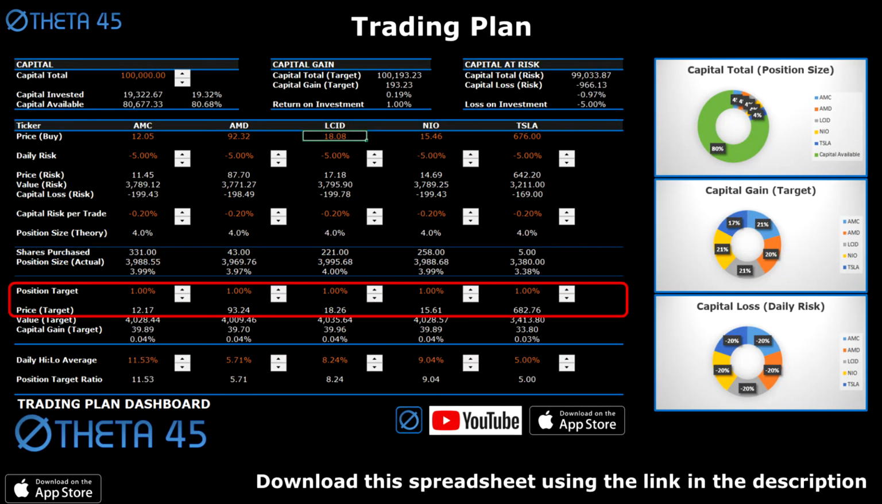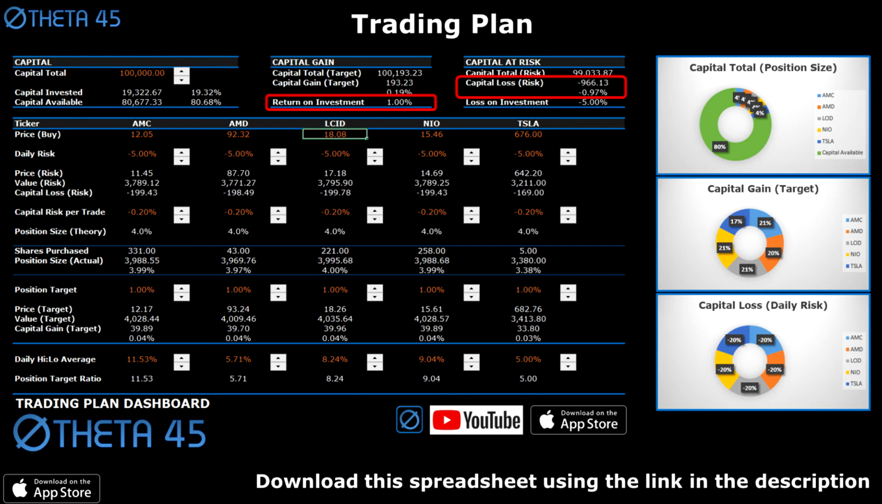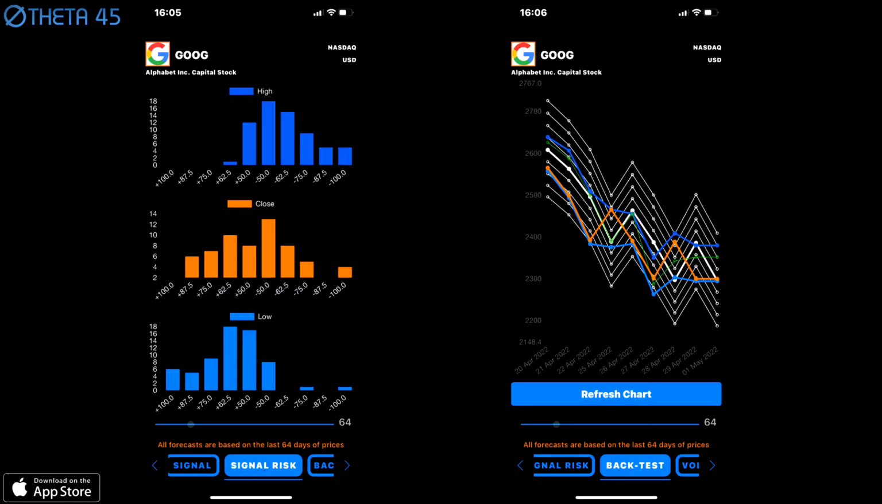To determine the sell price, set a position target that is a fraction of the average daily high-low. The price target is your sell price to make a return equal to the position target. In this example, with this risk to reward ratio, only 19% of your total capital is invested if all 5 positions are bought. In the next episode, we combine what we've learned from the previous 2 episodes and backtest our strategy.